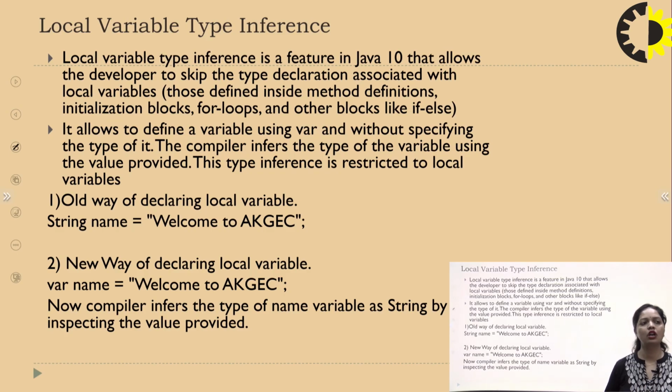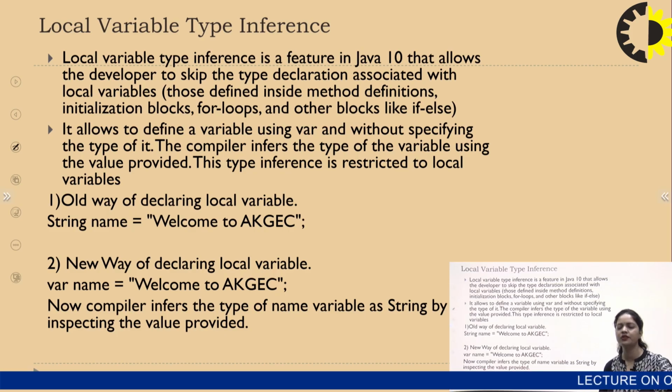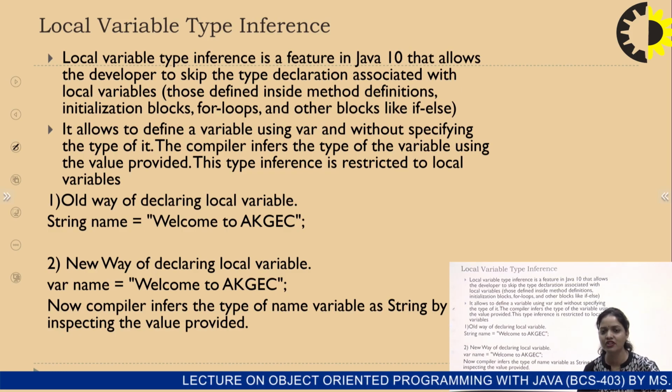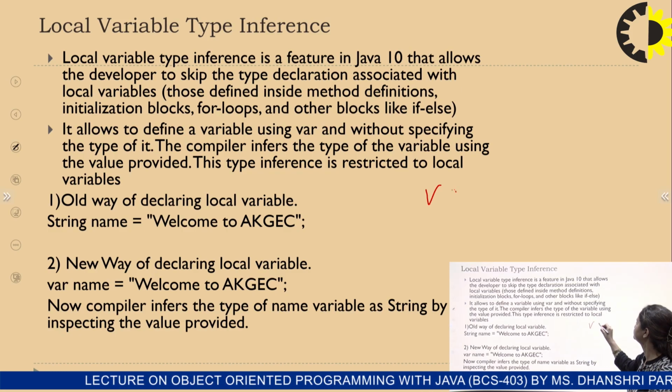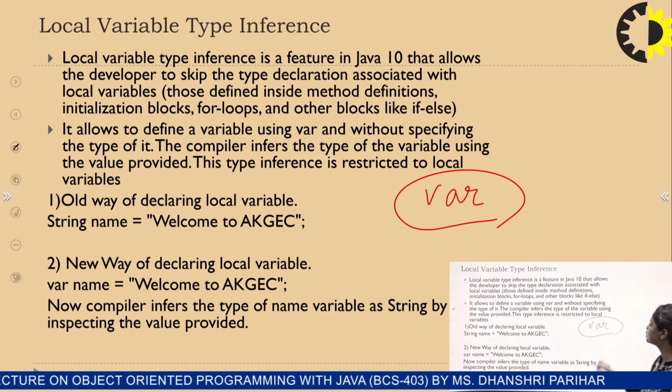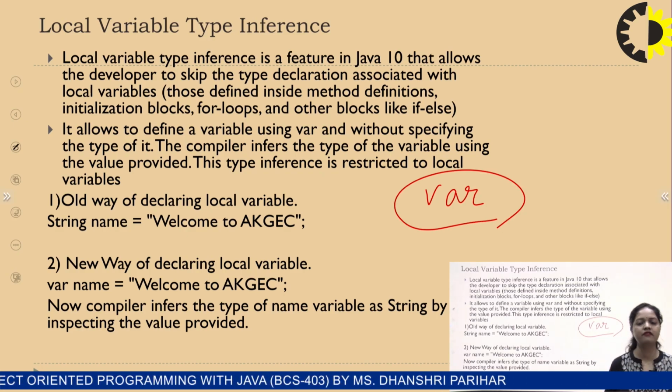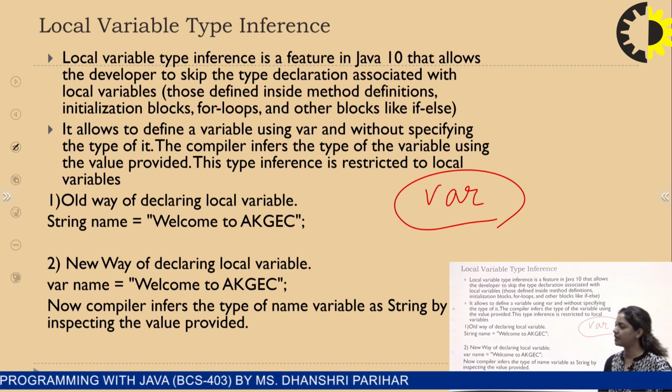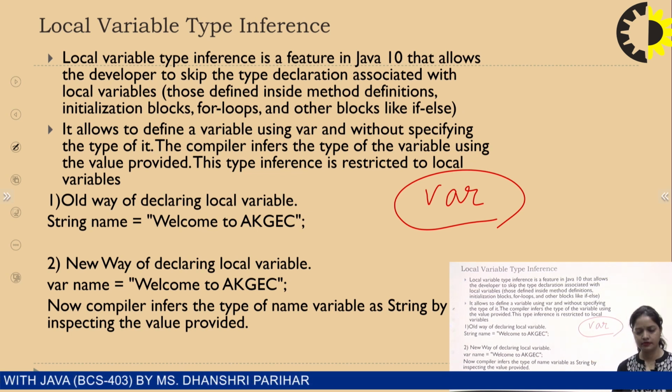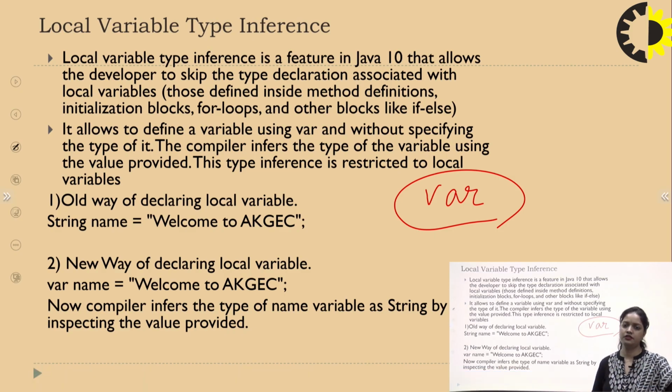Now next is local variable type inference. As we all know, we have primitive data types and other data types in Java, like integer, float, and double. One advanced data type introduced in the Java programming language is named var. Now what is the role of this var? This is the keyword var, which is used for local variable type inference. But it has certain restrictions and rules to be used in Java.